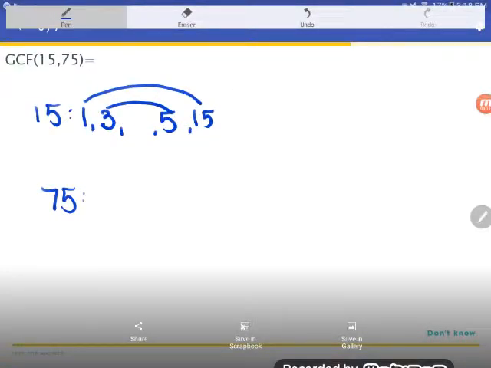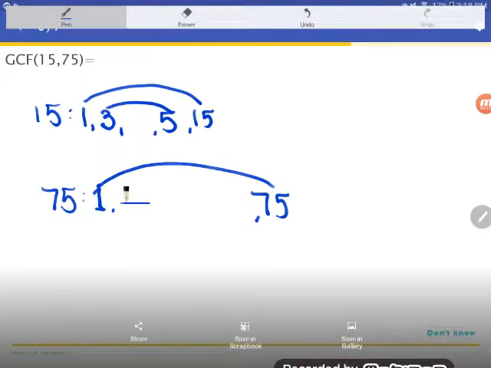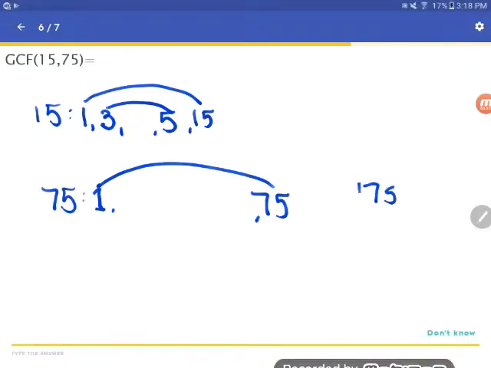Let's try 75. 75 is divisible, of course, by 1 and 75. That's the first factor pair. Now, 75 is odd, so there won't be a 2. But be really careful. You need to check for all other factors. So for example, is 75 divisible by 3? Well, a couple different ways you could do this. You could use your divisibility tricks, or you could use long division. I'm going to use long division real quick because I happen to know it's divisible by 3.